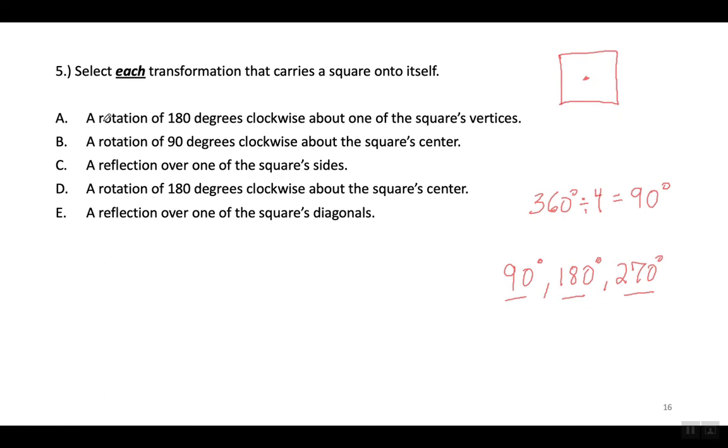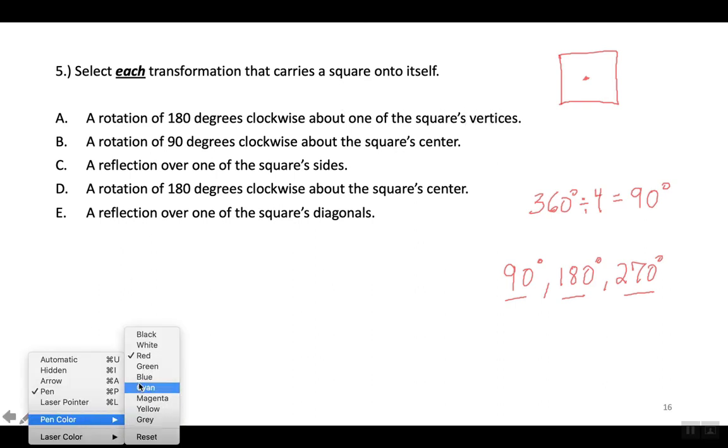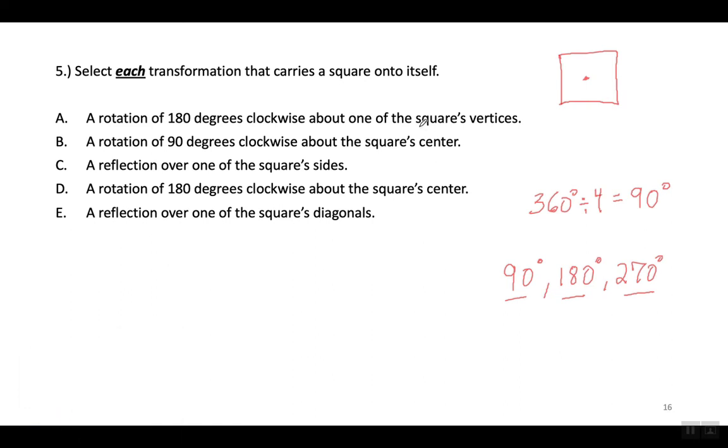The first answer says a rotation of 180 degrees clockwise about one of the square's vertices. Let me point out something. This answer is wrong because it's not saying to rotate it around the center. It's saying to rotate it around one of its vertices. So for example, what that would mean is this. If you rotate it 180, let's say it's there, and we rotate it around that vertex right there, 180 degrees, it would be over here now.